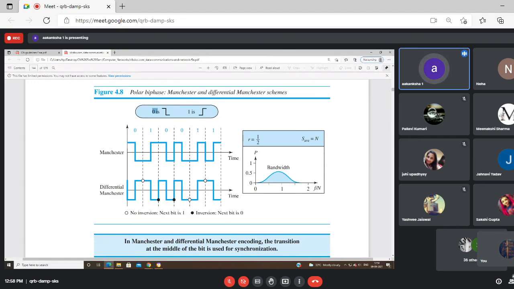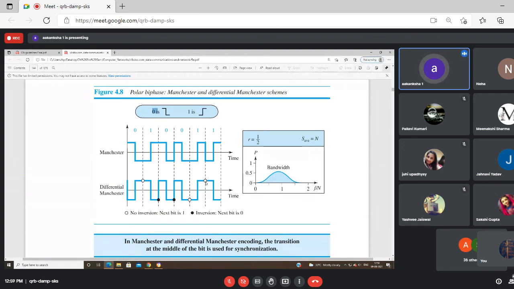Then another one is 1. So I was already at negative level. I will not do a transition or invert the polarity at the start of the bit. But for synchronization, I will have to go from high to low or low to high. So I will make a transition in the middle of the bit. I was already at negative, so in the middle of the bit I'll do a transition from low to high.